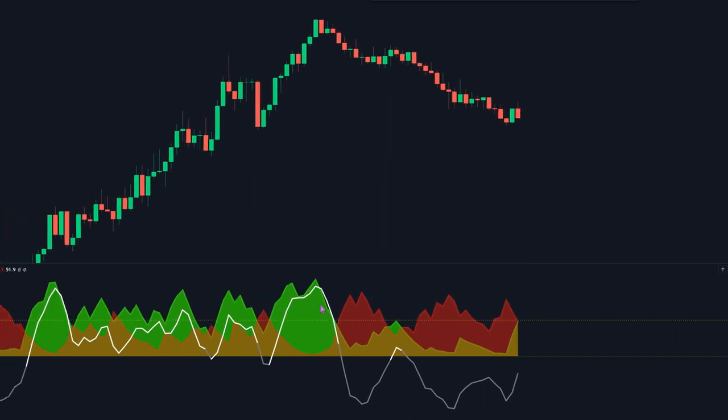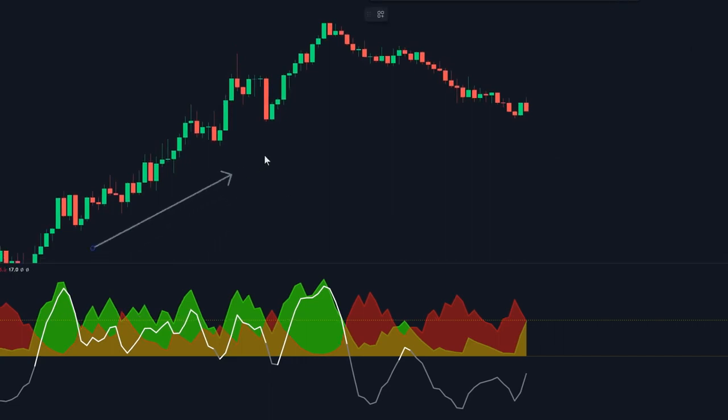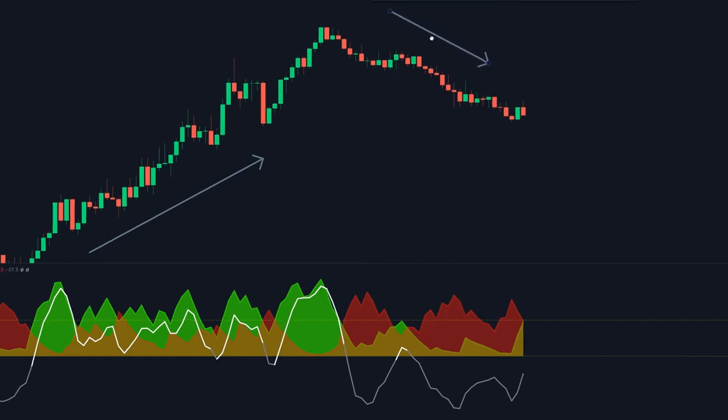Next, this green area represents the bullish pressure in the market. On the other hand, this red area represents the bearish pressure in the market. Whenever this green area is above the red area, like here, that indicates that the bullish pressure in the market is now higher than the bearish pressure and is an indication for us to start looking for long positions. Conversely, whenever the red area is above the green area, this indicates that the bearish pressure in the market is now higher than the bullish pressure and is an indication for us to start looking for short positions.